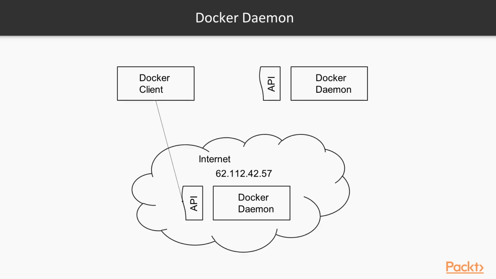Let's take a look at the figure. The client-server architecture predominates the software. In this diagram, we can see how the Docker CLI is able to manage a local instance of the Docker daemon, but is also able to talk to a remote daemon by setting an environment variable called Docker host.